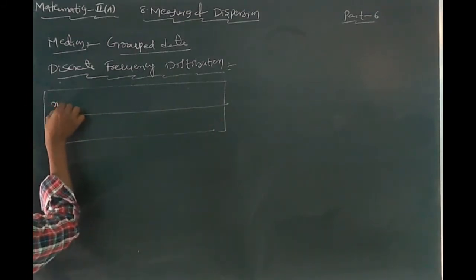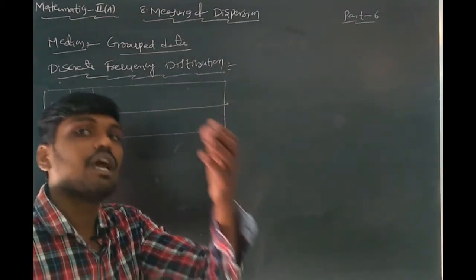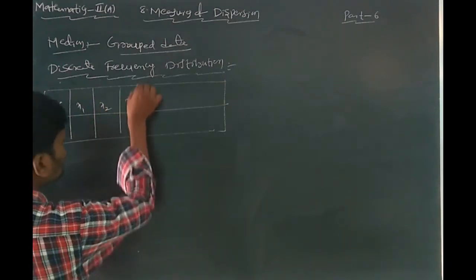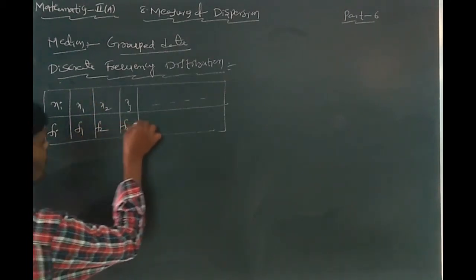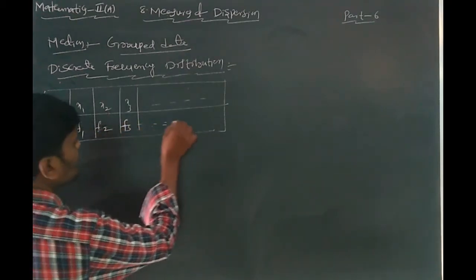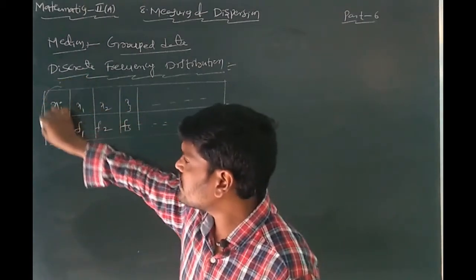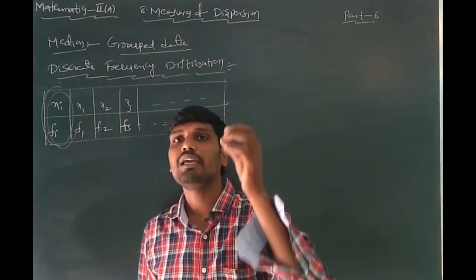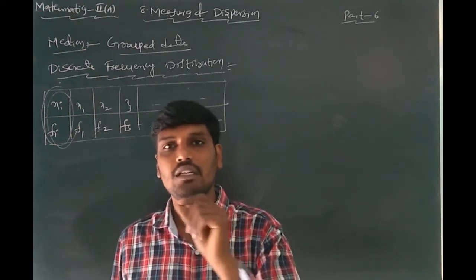In this table, observations are given, and their respective frequencies are also given: x1, x2, x3, and so on, and here respectively f1, f2, f3, and so on. These are the frequencies of the respective observations. A table of observations and frequencies of this form is called a discrete frequency distribution.